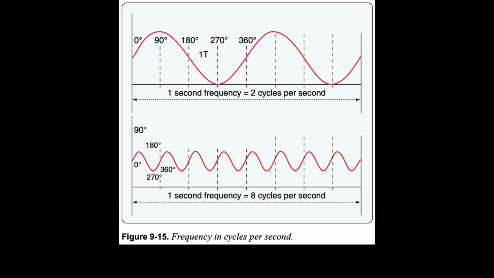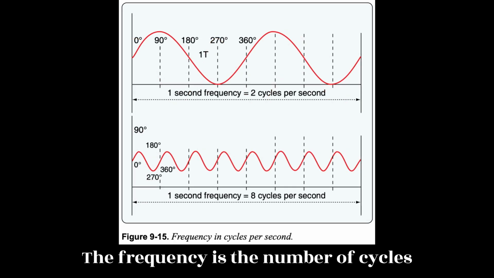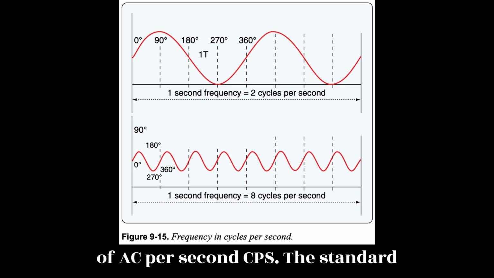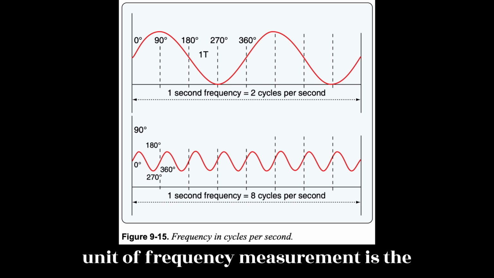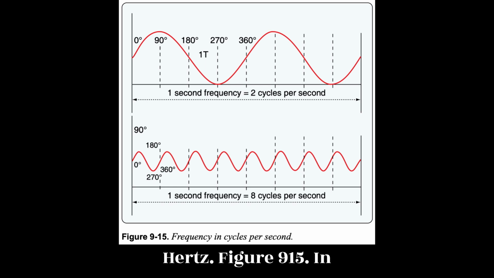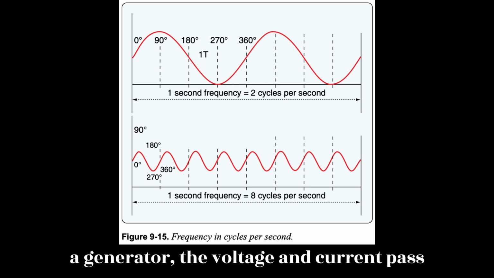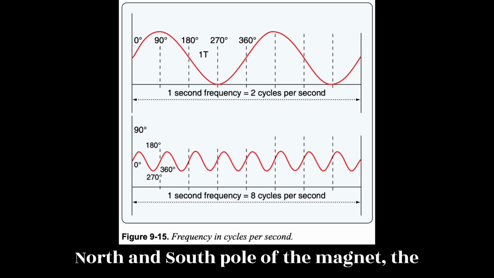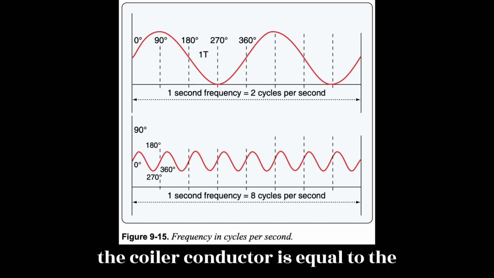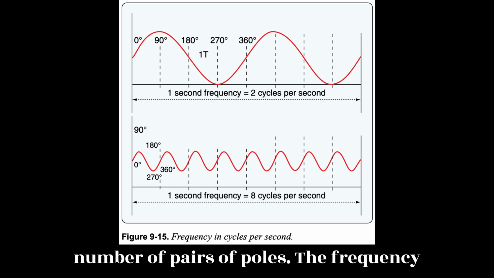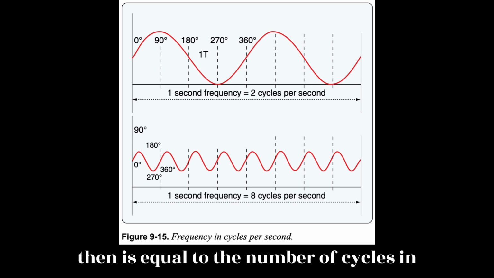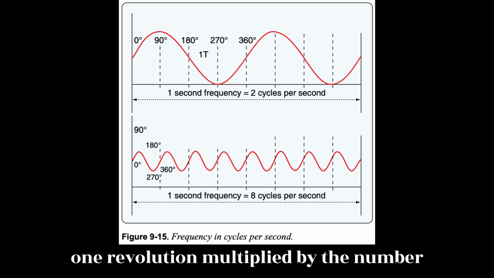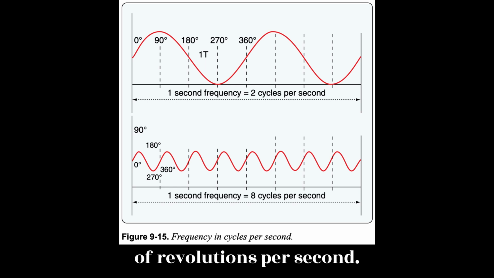Frequency defined. The frequency is the number of cycles of AC per second, CPS. The standard unit of frequency measurement is the Hertz, Figure 9.15. In a generator, the voltage and current pass through a complete cycle of values each time a coil or conductor passes under a north and south pole of the magnet. The number of cycles for each revolution of the coil or conductor is equal to the number of pairs of poles. The frequency, then, is equal to the number of cycles in one revolution multiplied by the number of revolutions per second.